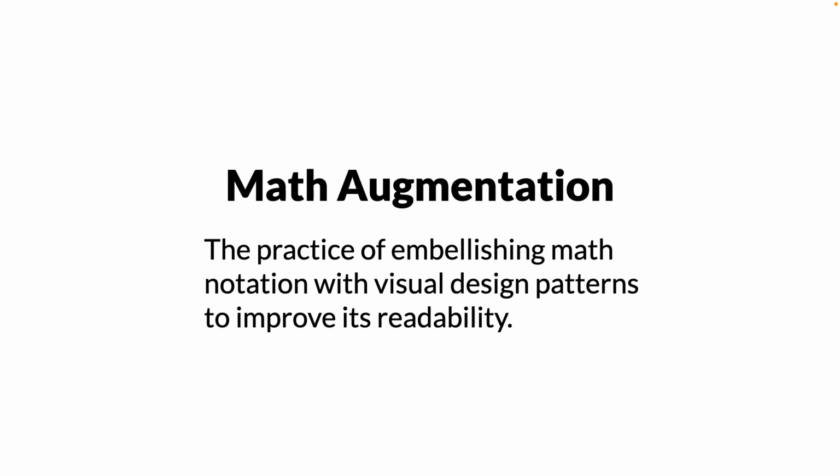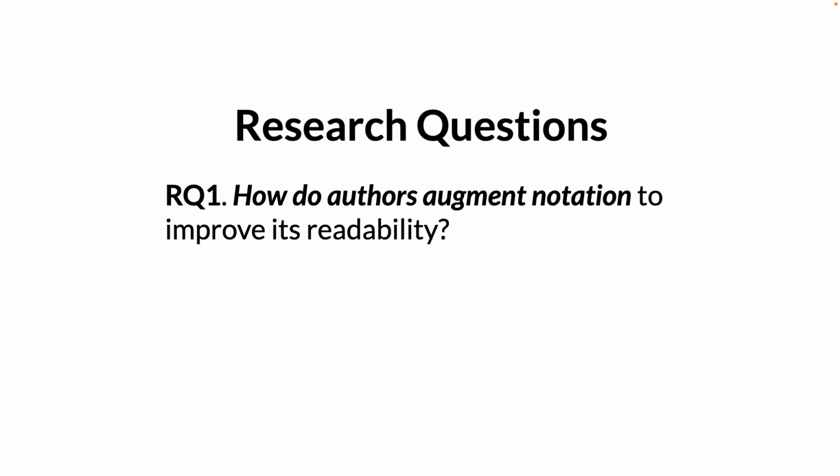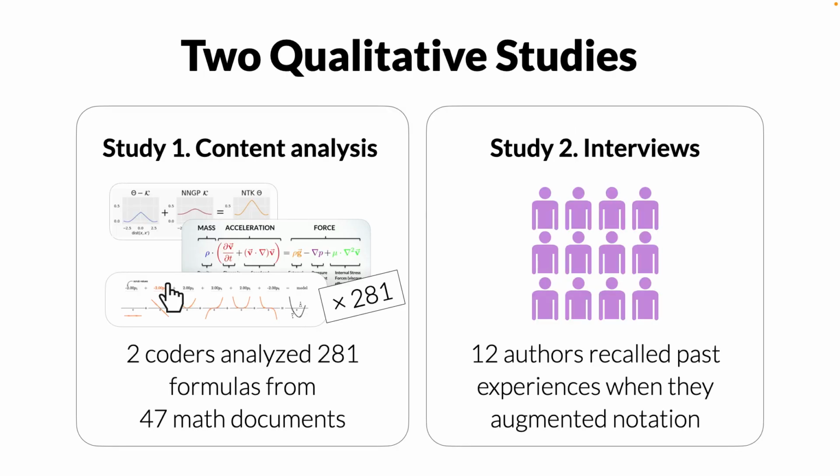The goal of this paper is to understand math augmentation and how future authoring tools can help authors create augmented notation. Towards this goal, this paper addresses two research questions. How do authors augment notation to improve its readability? And how can authoring tools help authors augment notation in the ways they wish to more easily? To answer these questions, we conducted two qualitative studies.